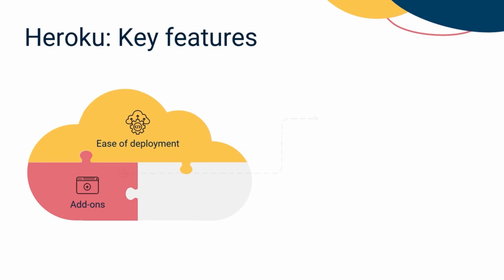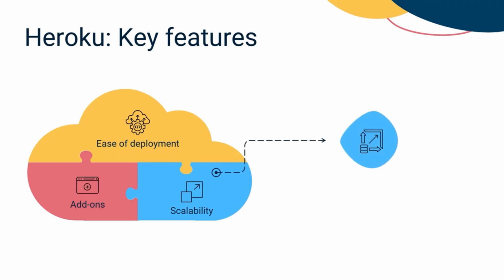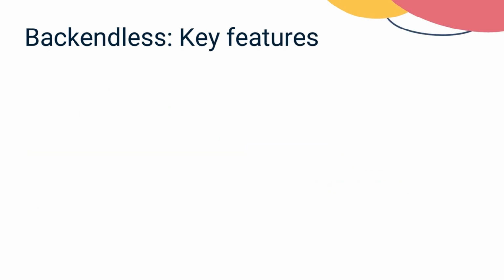Heroku also offers a range of add-ons, such as databases, caching, and monitoring tools, allowing developers to extend app functionality easily. Heroku offers scalability, enabling developers to quickly scale their apps by adding more resources as needed, ensuring performance under high demand. Let's now dive into Backendless, a powerful backend as a service, BaaS platform that simplifies mobile and web application development.